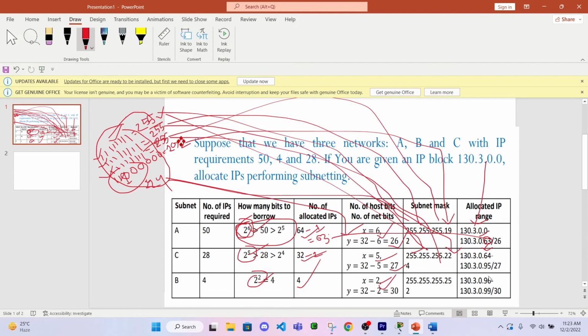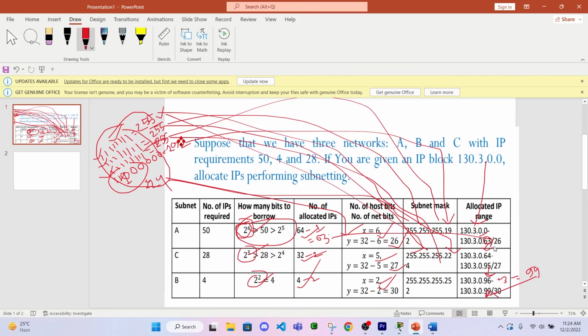Okay, and then the next block starts after 95. The next number after 95 is 96. So the starting block is 96. 96 plus how many? The allocated IPs minus 1. So the allocated IPs are 4, minus 1 means 3. So 96 plus 3 means 96, 97, 98, 99. So here we write 96 to 99.